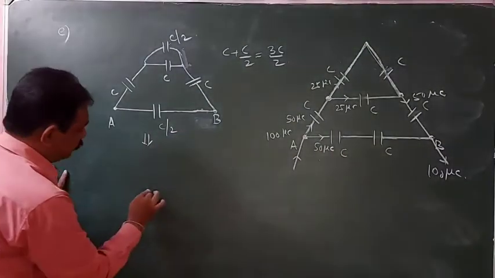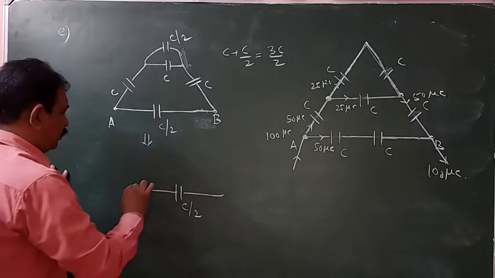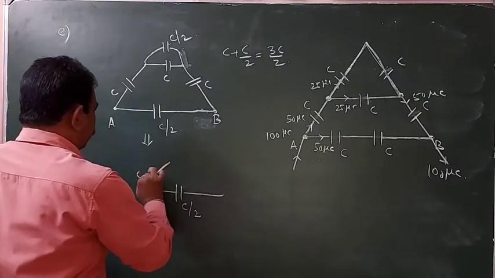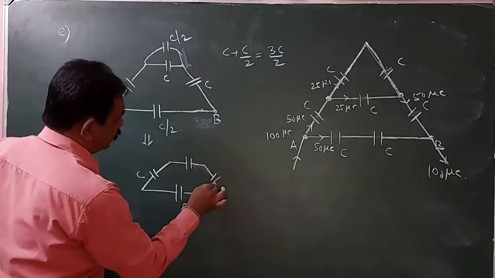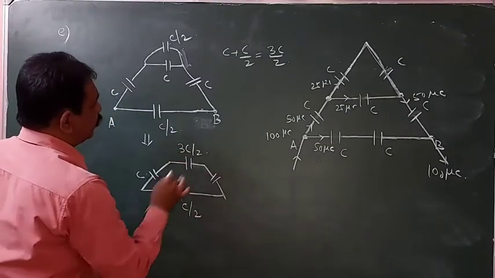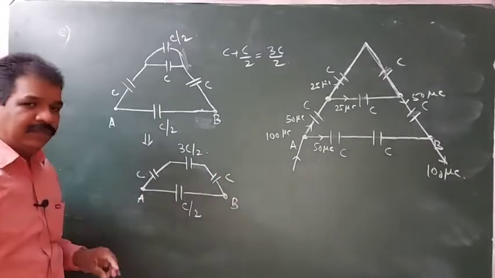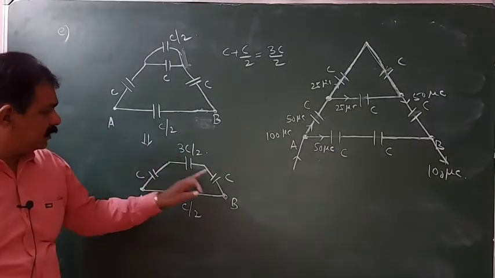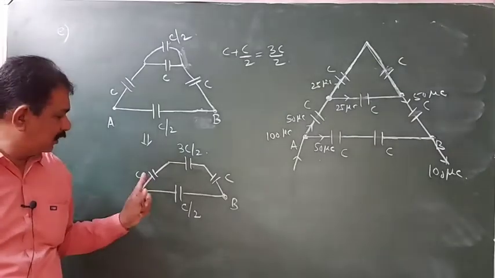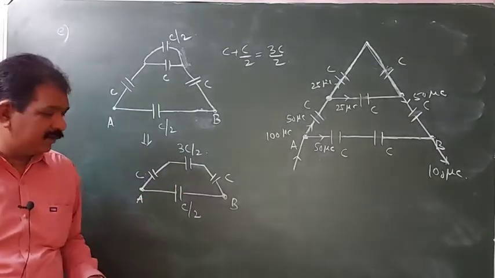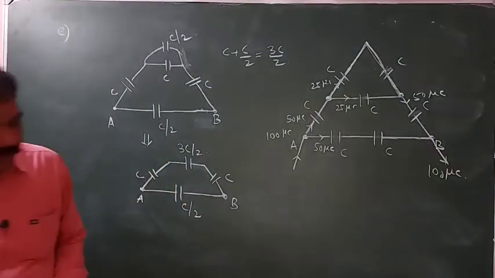Draw one more diagram. Here C by 2. Here it will be C. This is 3C by 2. This will be C. This is A, B. You observe here, these three are in series. Clear? This one, this one, this one, all are in series. That effective will be parallel to this. We will find that value, how much that is.